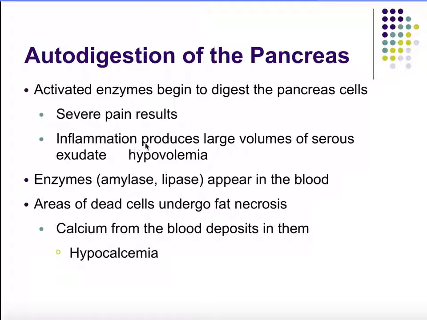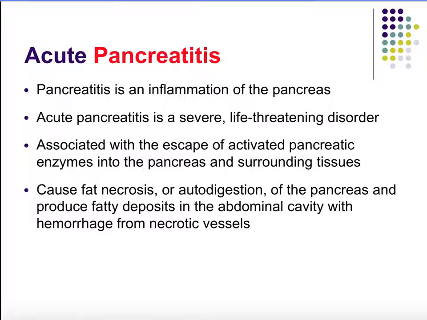And you'll have inflammation that produces large volumes of serous exudate, which will lead to hypovolemia. We'll have enzymes like amylase and lipase, some of the digestive juices, starting to appear in the blood. And you'll also see areas of dead cells undergoing fat necrosis, and that's where calcium will start to get deposited into them from the blood, leading to hypocalcemia.